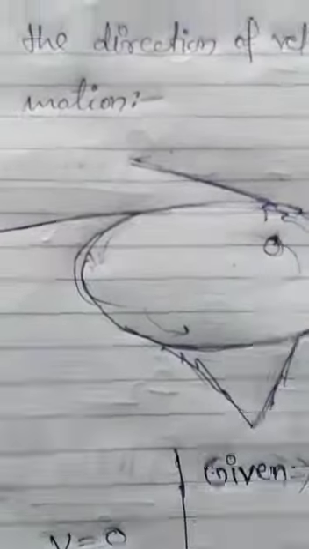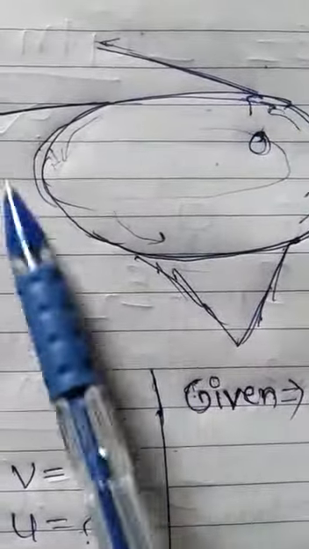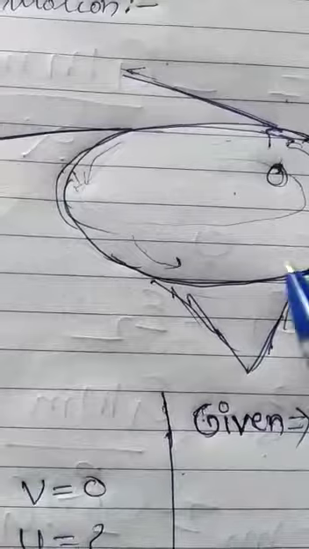Hello students, today we are going to start determining the directions of velocity in circular motion. Students, we know that circular motion means when any object moves in a circular path at a constant speed, it is called uniform circular motion. But how can you show the directions?